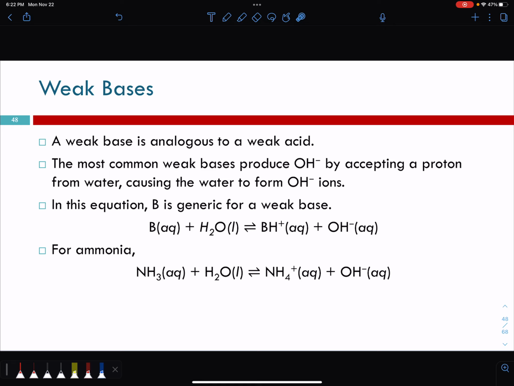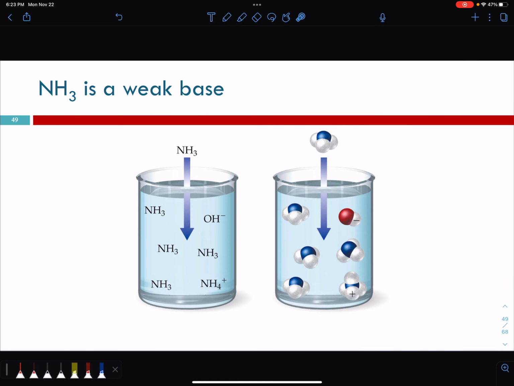A weak base, right, is analogous. A lot of these weak bases actually produce OH minus by accepting protons from water. So ammonia is a weak base because it's accepting a proton from water to produce hydroxide ions, doing so indirectly. And this is just a generic for how that looks. So if NH3 is a weak base, again, we're only forming a small amount of hydroxide for all of the ammonia that we add.